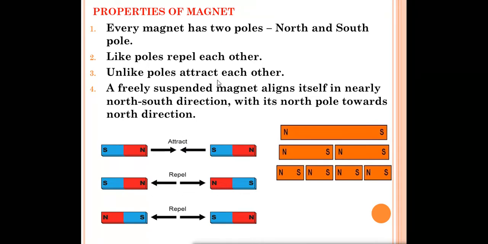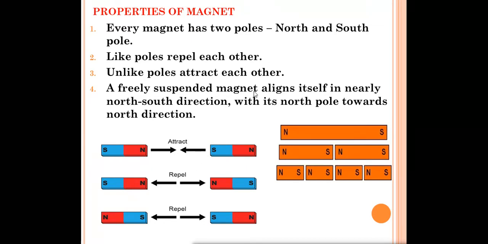Next one, unlike poles attract each other. In the first diagram you can see this is the north pole and this is the south pole. These are unlike poles, one is north, another is south. If these two magnets come close to each other, what will they do? They will attract each other. So these two points you should remember. Like poles repel each other, for example, north will repel north, south will repel south. Unlike poles will attract each other, for example, north and south will attract each other.